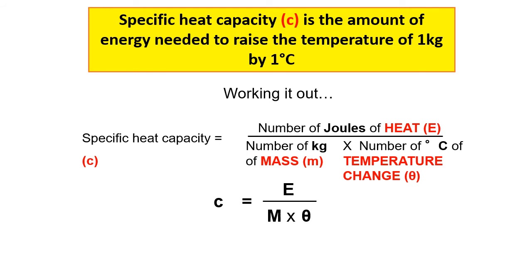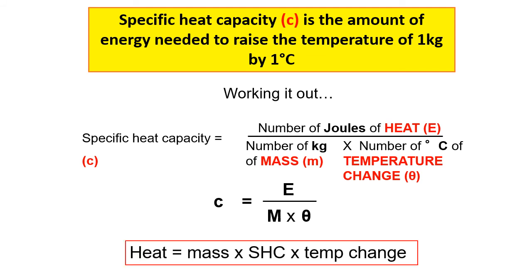If we give the proper definition, when we talk about specific, then we need to talk about specific temperature and specific mass. So specific heat capacity is the amount of energy needed to raise the temperature of 1 kilogram mass by 1 degree Celsius. So here is the equation of specific heat capacity. In short, heat equals mass times specific heat capacity times temperature change.